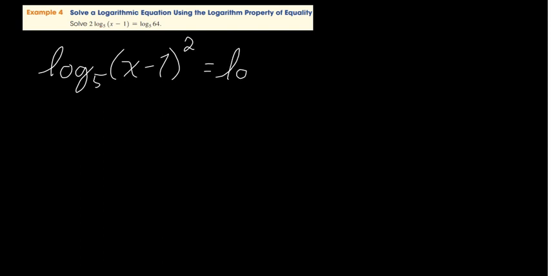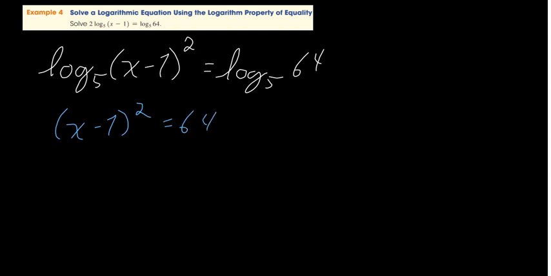Okay, well, before we equate the arguments with one another, we have to deal with this 2. And all we have to do is put that 2 up there as an exponent on the x minus 1. And that's it. It's equal to log base 5 of 64. Okay, so all I have to do is equate the arguments with one another. So we're going to have x minus 1 quantity squared is going to be equal to 64. Looks like we're going to have a quadratic equation here.